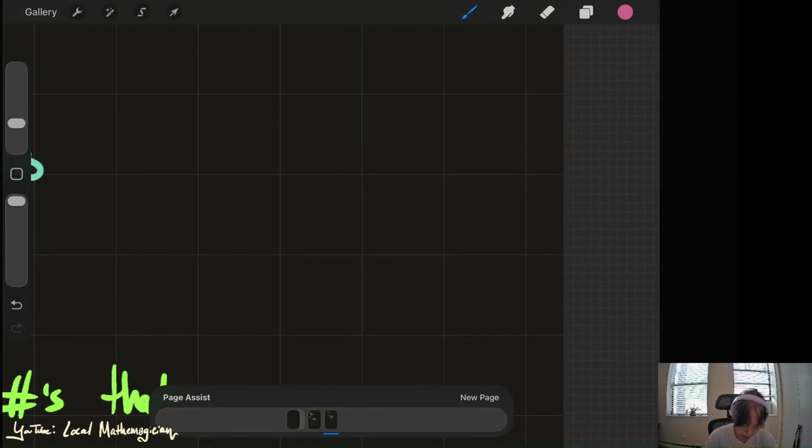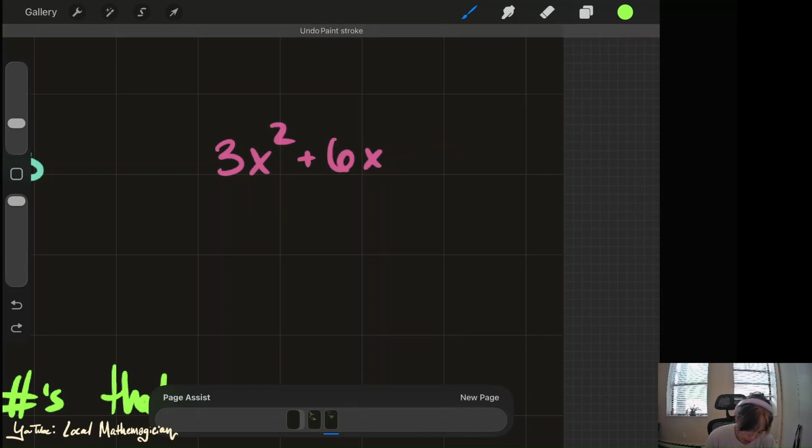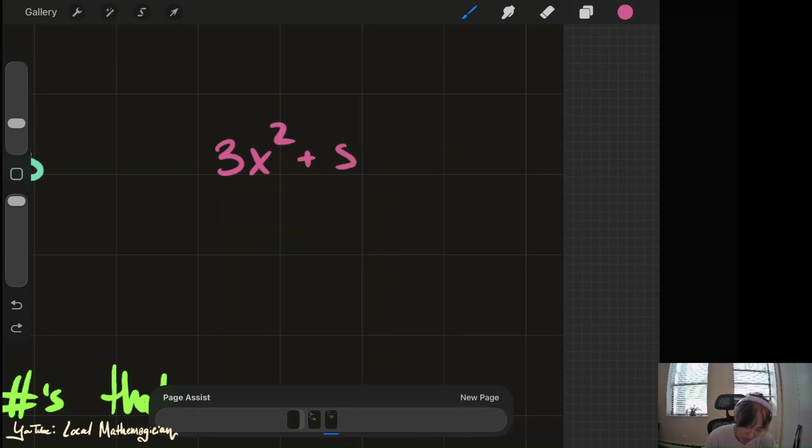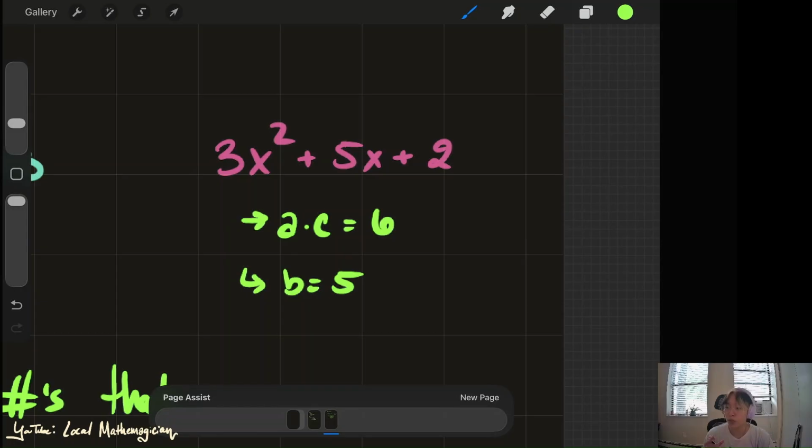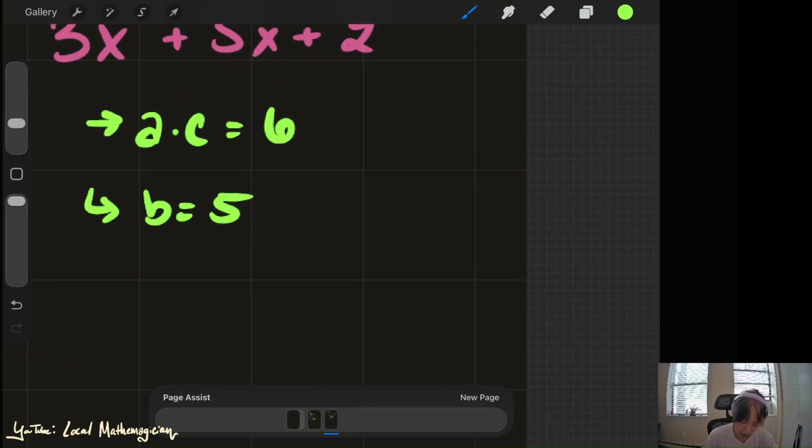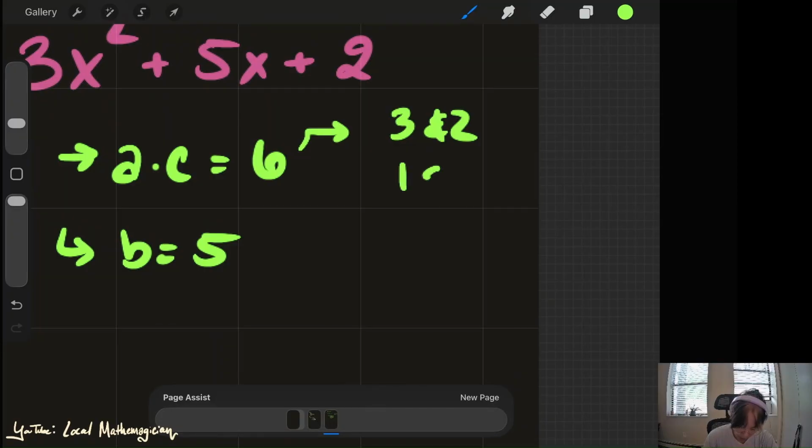As an example, I'll run it on the side. I'll say, I don't know, 3x squared plus 5x plus 2. Well, first we know that a times c is equal to 6, so we want factors of 6. And we know that b is equal to 5, so we want factors of 6 that add up to 5. What are the factors of 6? The original that we had here is 3 and 2, or you have 1 and 6.